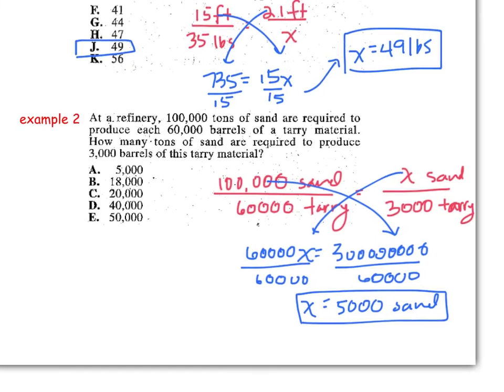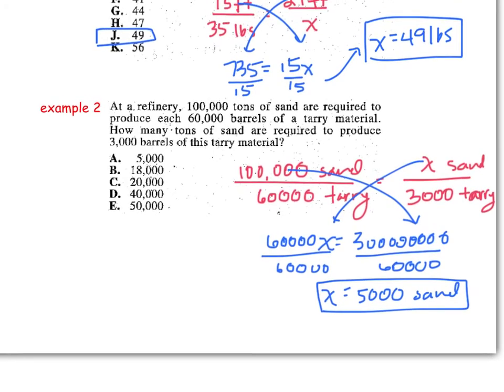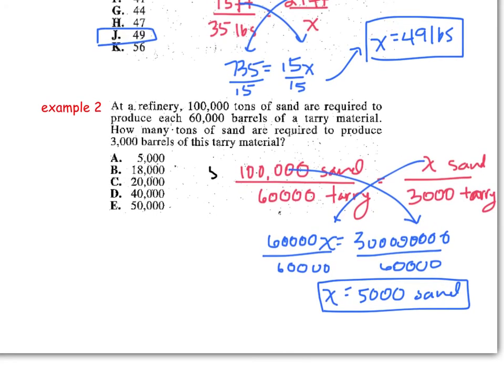And another way to think about this problem is to just think about the fact that 100,000 to 60,000 is like a 10 to 6 or a 5 to 3 ratio. If you just think about that, when you're like, well, if it's a 5 to 3 ratio and I make 3,000 barrels of tarry material, then that would mean 5,000 barrels of sand. So, I mean, there's quicker ways of doing this problem, but if you just recognize the proportion, set up a proportion and solve.